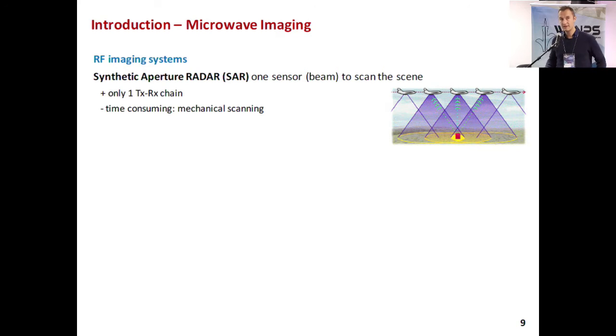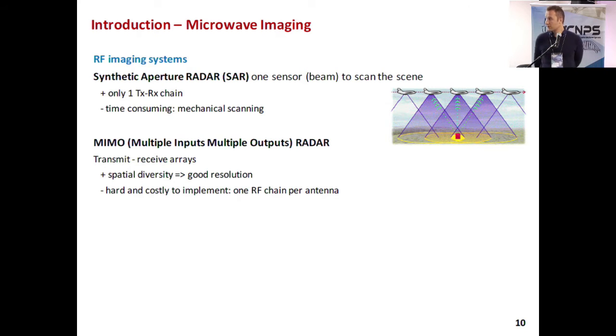It's interesting in that case because you have only one RF chain for the emission and one RF chain for the reception, so it's relatively cheap. The problem is that it's time consuming because you have to move this sensor, and it can also be costly to move a sensor. Okay.